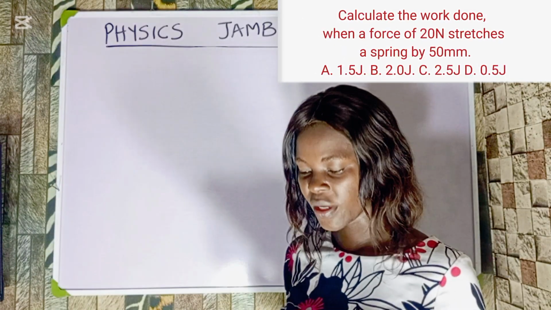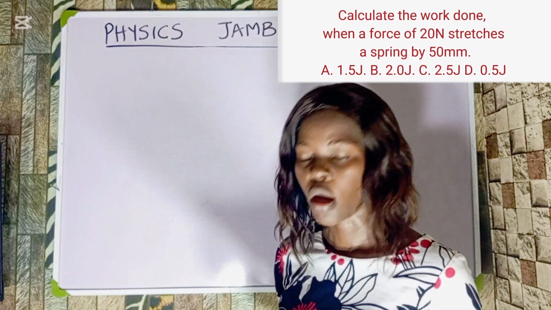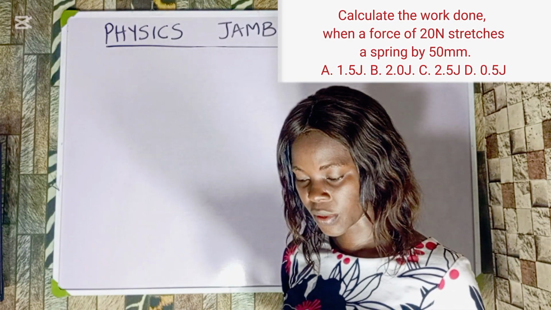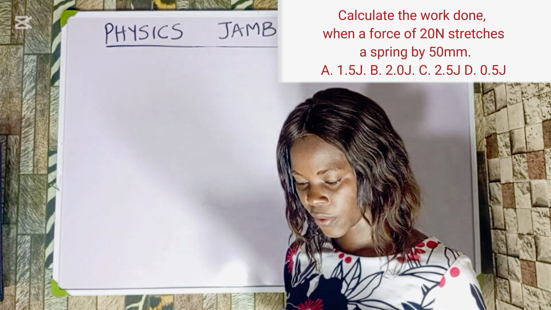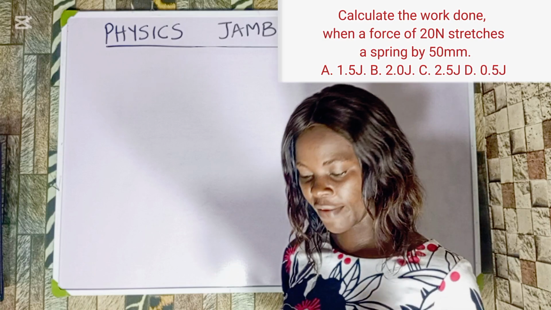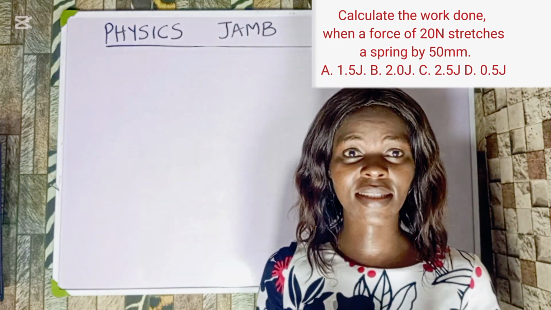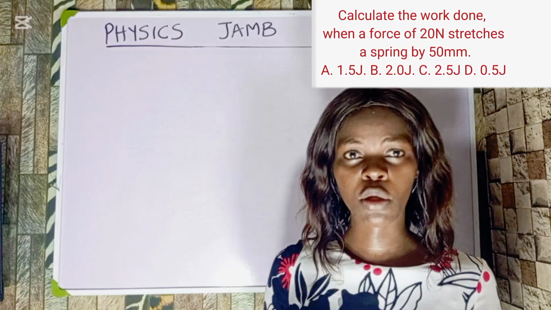Calculate the work done when a force of 20 Newton stretches a spring by 50 millimeters. Option A, 1.5 joules. Option B, 2.0 joules. Option C, 2.5 joules. And option D, 0.5 joules. Now, the first thing that will come to your mind is that this is the work done in an elastic spring, okay? Now, let's see what we can do.